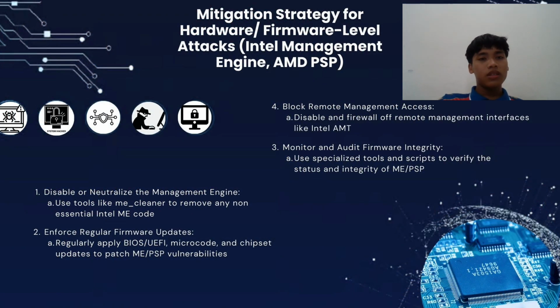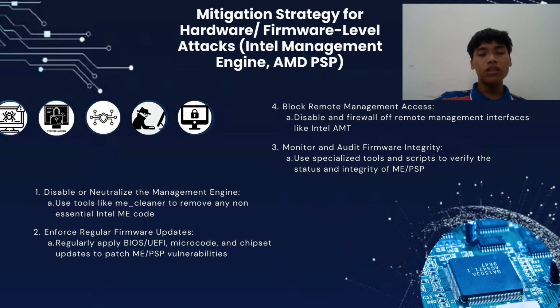For the second threat, the mitigation strategy for hardware and firmware level attacks can be done by first disabling or neutralizing the Management Engine itself. Tools like ME_cleaner can be used to remove non-essential code from the ME. Up next is enforcing regular firmware updates. This can be done by regularly applying BIOS and chipset updates to patch any vulnerabilities in the ME.